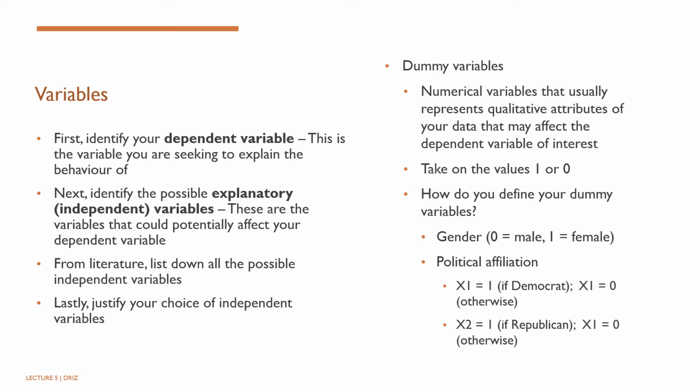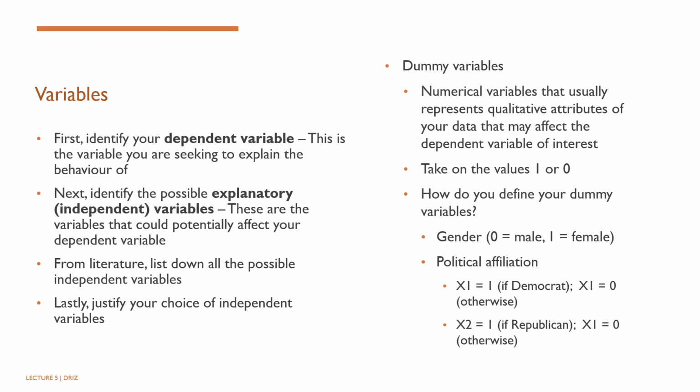Sometimes you may need to use dummy variables. These are numerical variables that usually represent qualitative attributes of your data that may affect the dependent variable, such as gender, ethnicities, educational level, and marital status. They may also be used to incorporate structural breaks in the model and to capture seasonal patterns in the data. Dummy variables take on the values of 1 or 0. If needed, you need to define your dummy variables. For instance, for gender, you may assign 0 for male and 1 for female.